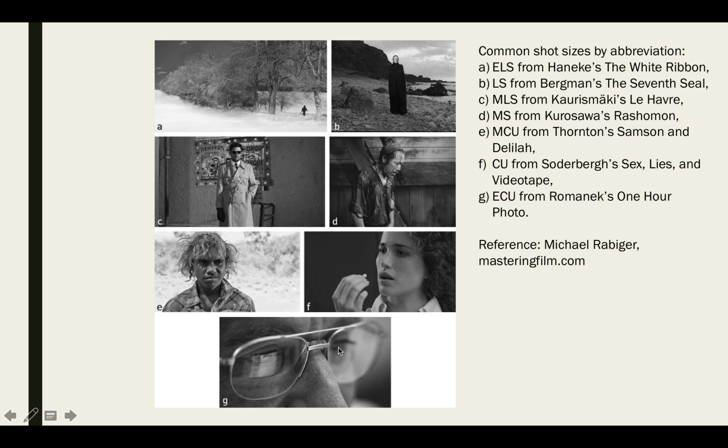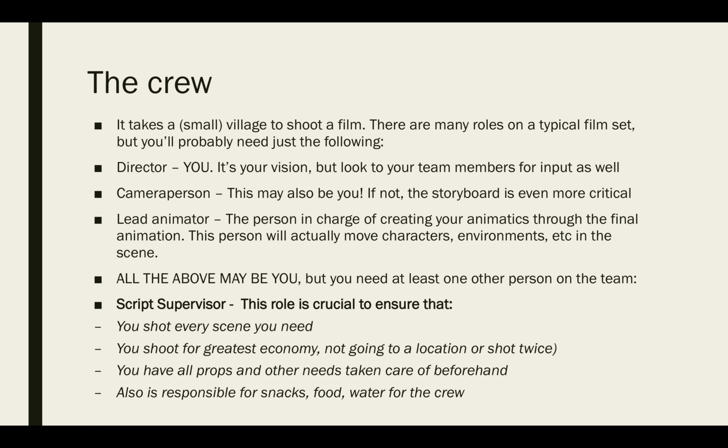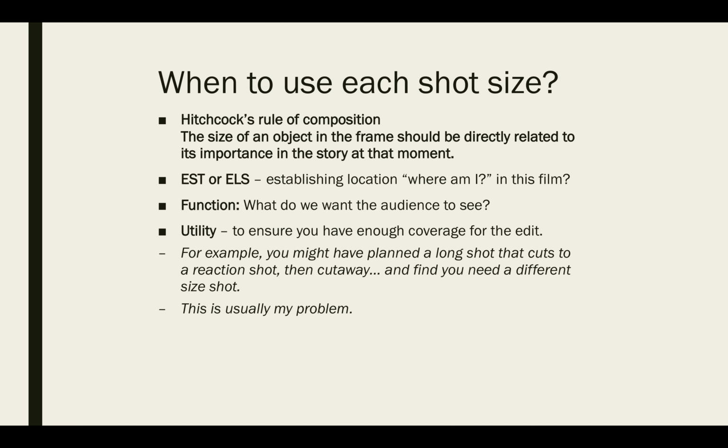So what you want to do when you're shooting your film is to mix a variety of shots and think about physical closeness as emotional closeness to the viewer. So the closer you are to the subject, the more of a connection the viewer has with that. Okay, and this is borne out by Alfred Hitchcock's rule of composition. The size of an object in that frame should be directly related to its importance in the story at that moment. So Hitchcock used it. If it's good enough for Hitchcock, it's good enough for me.